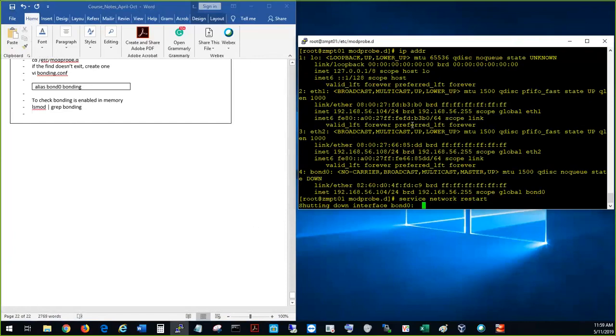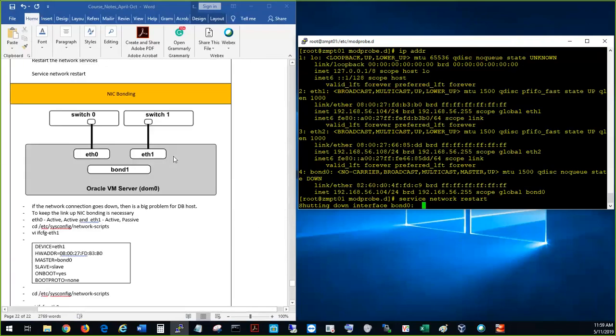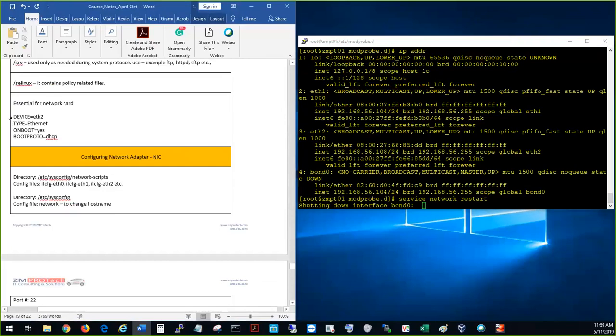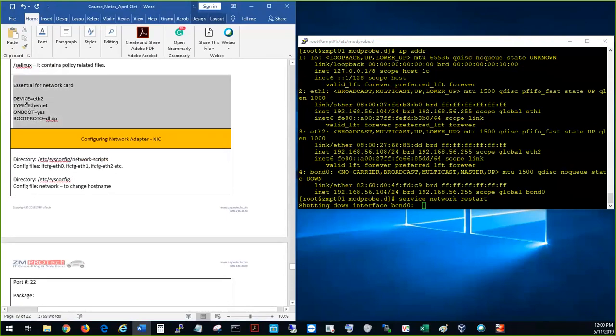So, Muzaffar, to just summarize, we copied ETH1 to ETH2, then we added the slave and master. Here, keep this information handy. You don't really have to copy it, but these are the essential things you need to have in any of the network interface card here, okay? So the only reason I'm doing a copy is so that it has this information already. I'm just doing the partial edit, okay?